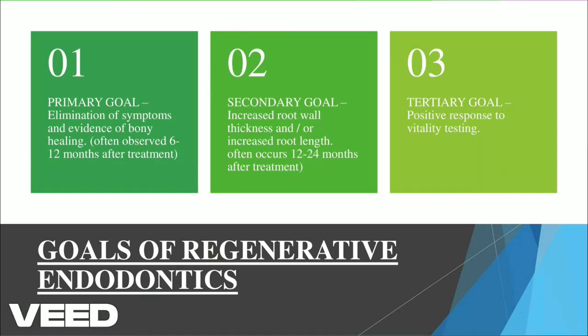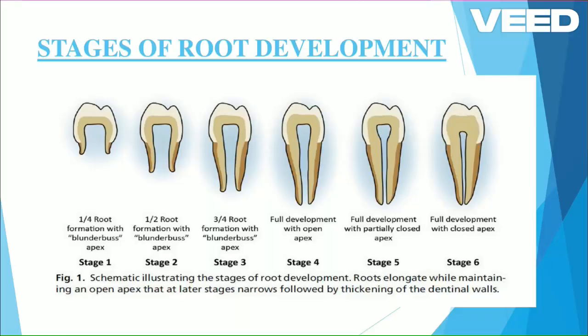So, what are the primary goals of regenerative endodontics? There are three goals: the primary goal, the secondary goal, and the tertiary goal. The primary goal is elimination of symptoms and evidence of bony healing, often observed 6 to 12 months after treatment. The second goal is increased root wall thickness or increased root length, often occurring 12 to 24 months after treatment. The tertiary goal is positive response to vitality testing.